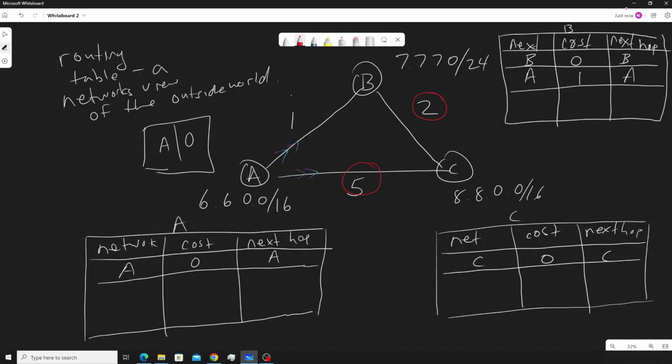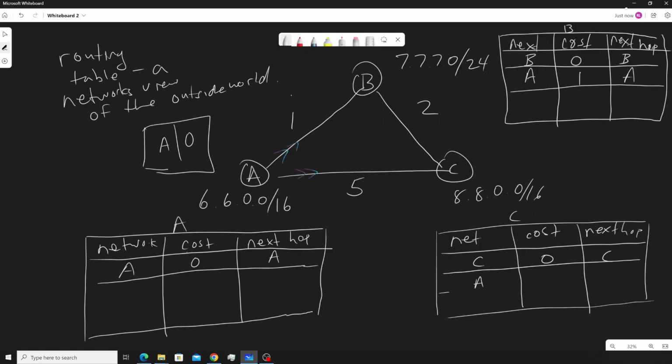Okay, so B learns about network A that's directly connected with a cost of 1, and its next hop is A if it wants to get a message to A. This message that's sent out is also sent to C. And so C gets it, it learns about A.